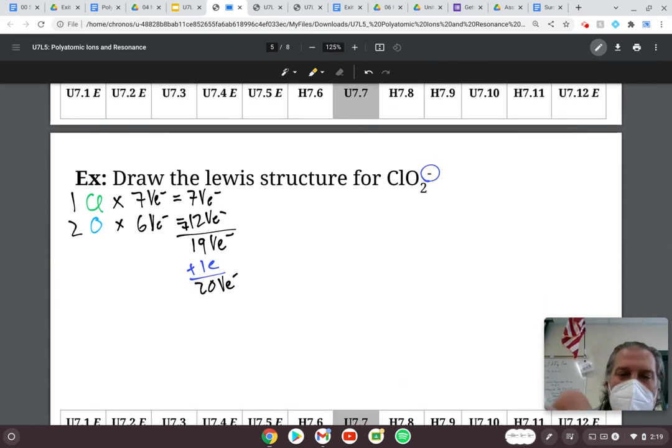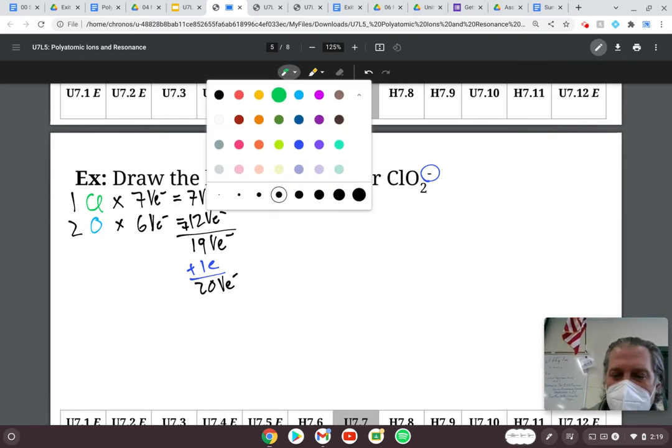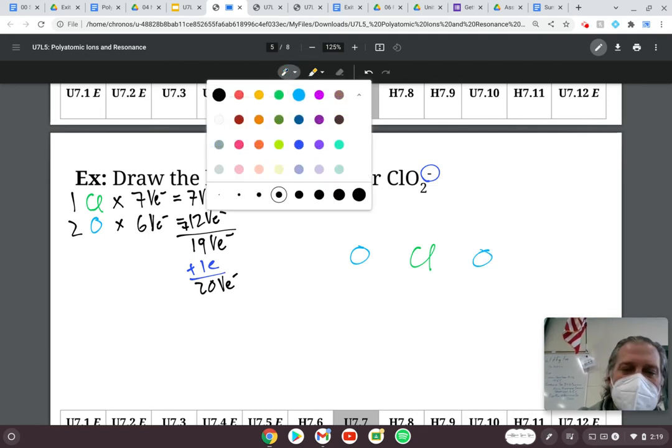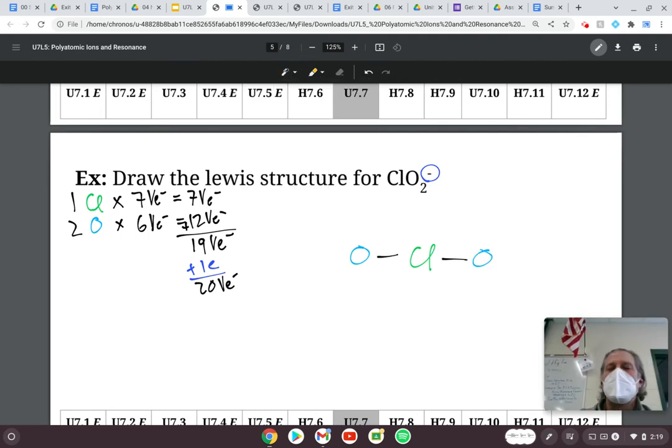So just like before, I'm going to add my central atom to the middle, Cl, and to that I'm going to bond my oxygens, and then I'm going to start with single bonds. At this point, I've drawn 2 single bonds. Each single bond has 2, 4 electrons, so I'm going to subtract 4 from the whole thing, and that means that I'm left with, what is that, 16? Yeah, 16 valence electrons.